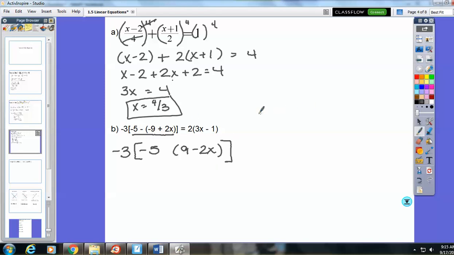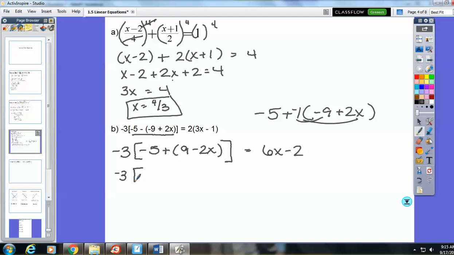Yes. When you have negative 5 minus this principal, that's like negative 5 plus a negative 1 times that. You only distribute the negative 1. There is still an addition sign right here. Over here, if I distribute my 3, I get 6x minus 2. Actually, let's not distribute it. Let's combine my terms in here first. You could go either way, but negative 5 plus 9 would be a 4 minus 2x equals the 6x minus 2.